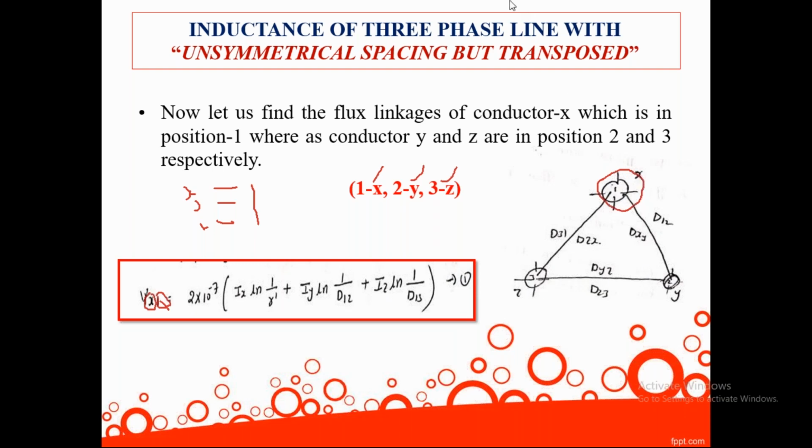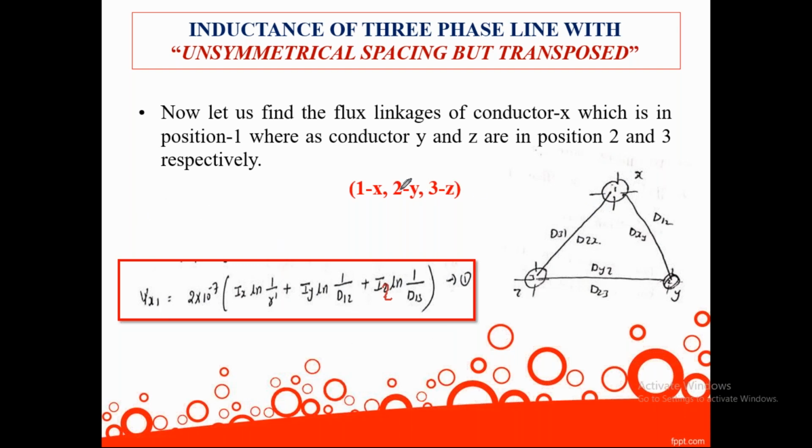Now let us see how the equation becomes. The flux linkage psi X1 is equal to 2 into 10 power minus 7, which is common for all terms, into Ix ln of 1 divided by the self distance of X, which is 1 by r dash, plus Iy ln of 1 divided by the distance between X and Y, D12. Similarly, plus Iz into ln of 1 over the distance between X and Z, D13. So this is the equation when conductor X is in position 1.